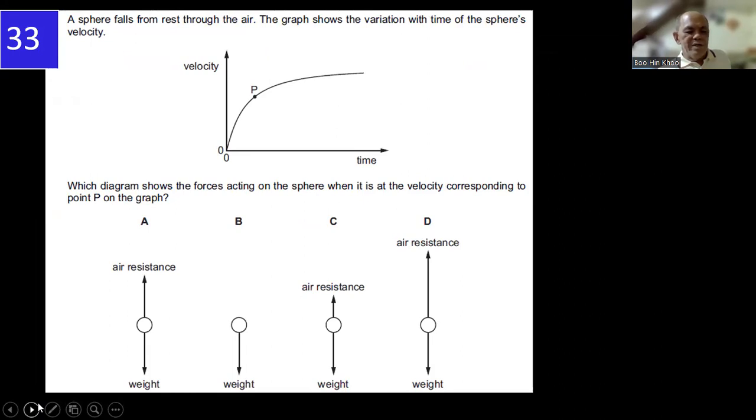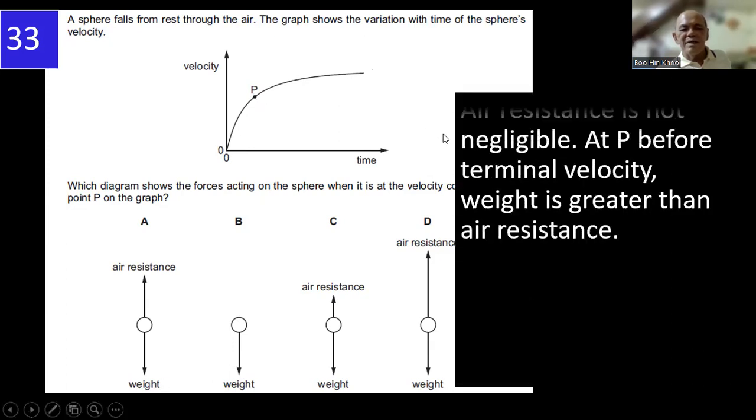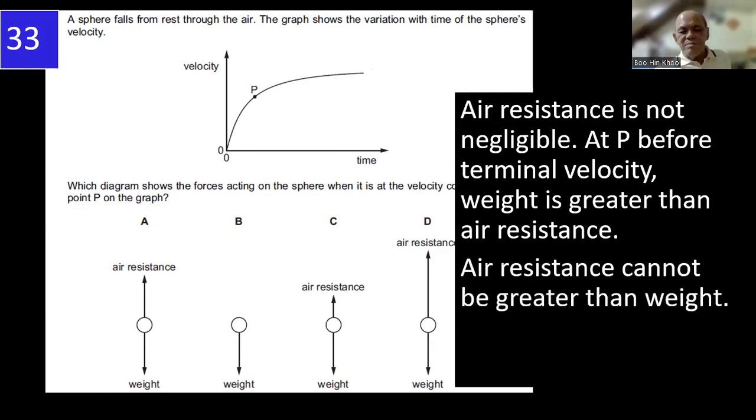Remember, when your air resistance equals the weight, then it will be terminal velocity, somewhere around here. Right? This part is somewhere around here, where velocity is almost 0. So in this part, air resistance is significant, not equal to the weight yet. Air resistance is not negligible. At P, before terminal velocity, the weight is greater than the air resistance. So air resistance cannot be greater than the weight. That's important. So the answer cannot be D. The answer is C.